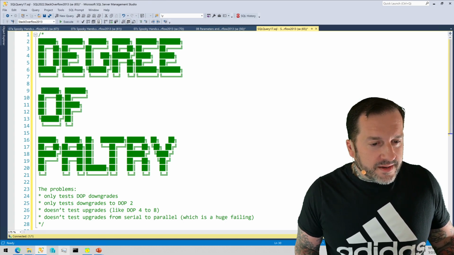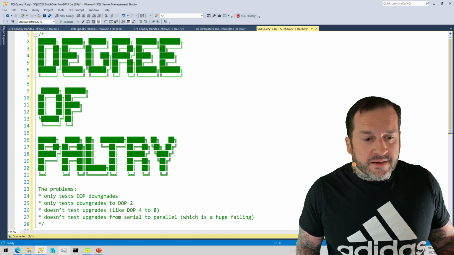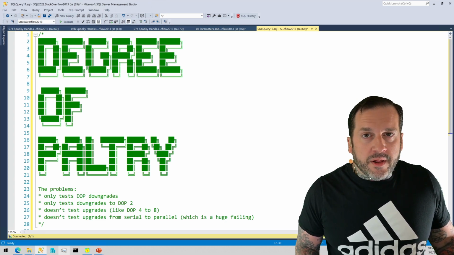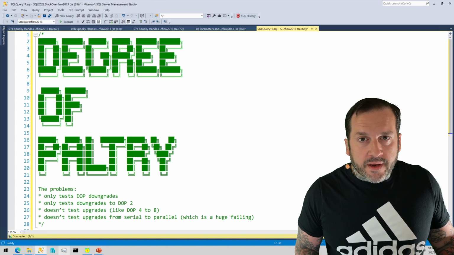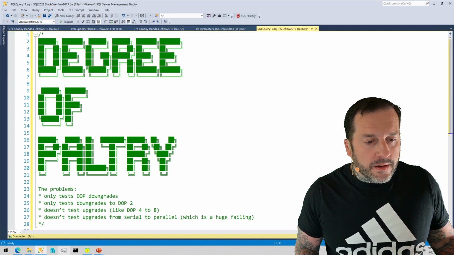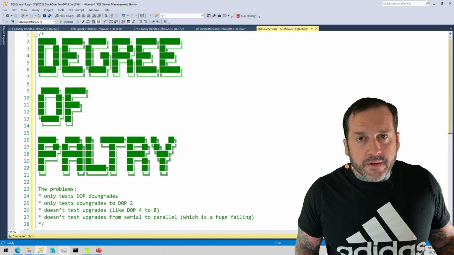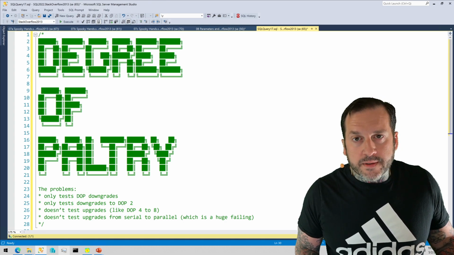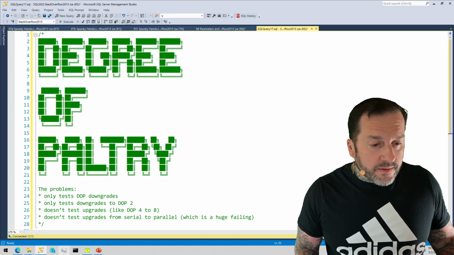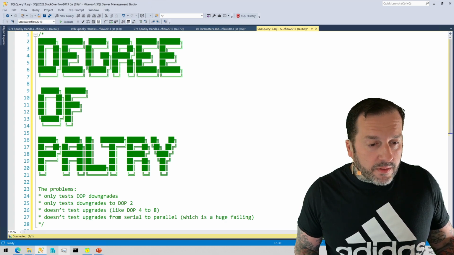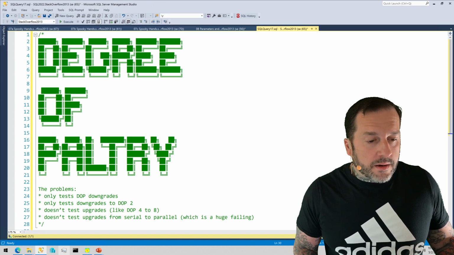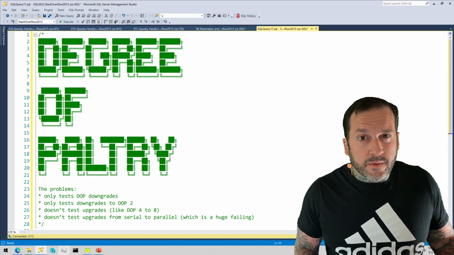Maybe this will be one of those things that just no one ever turns on and it dies on the vine, and that'd probably be the best thing for it unless significant improvements are made or other settings are introduced to allow you to better control parallelism on the server, specifically going from a serial plan to a parallel plan where it would be more efficient to do that.